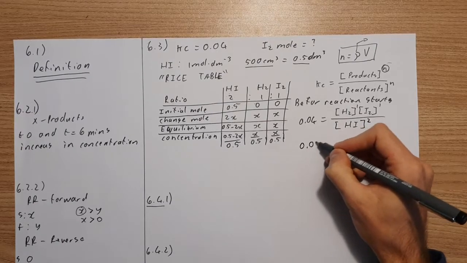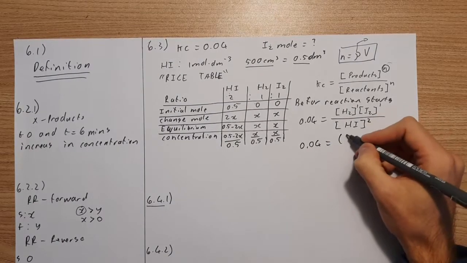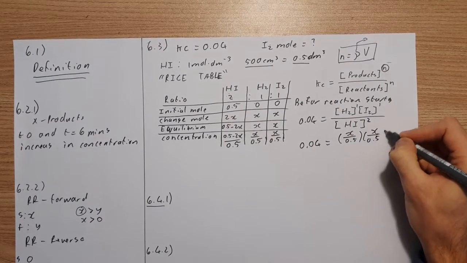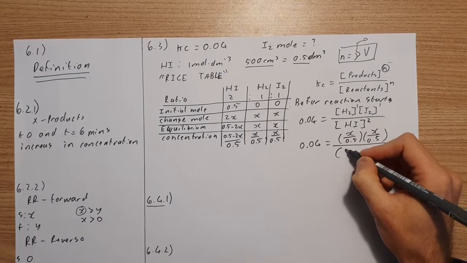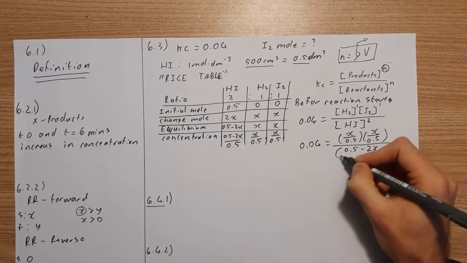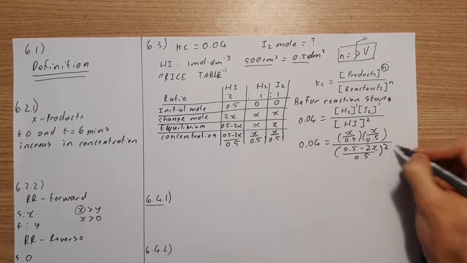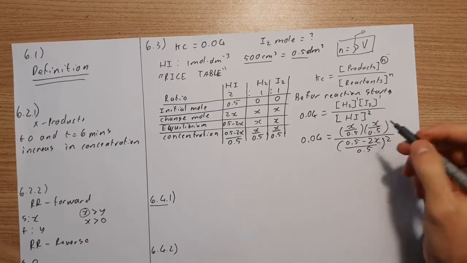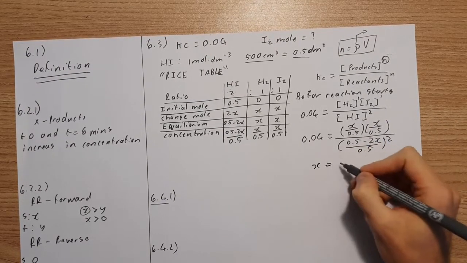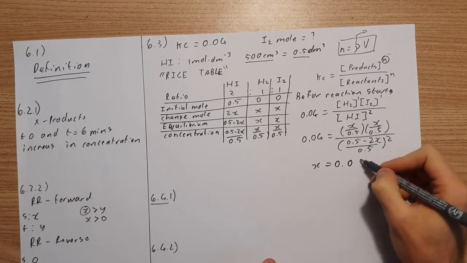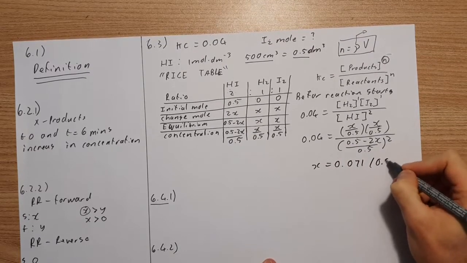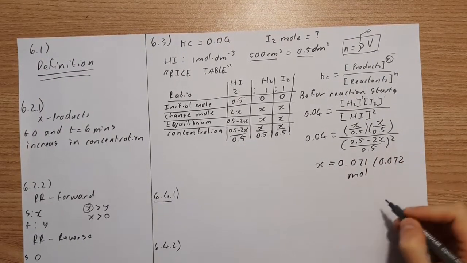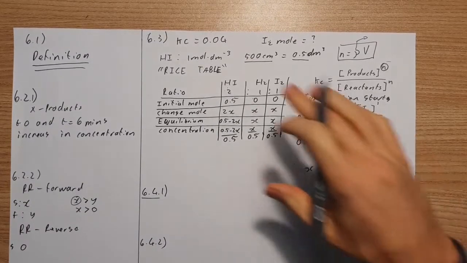So this can be 0.04 equals x over 0.5 multiplied by x over 0.5. Okay, and that's all over 0.5 minus 2x all over 0.5, and this whole thing squared. Okay, now if you go and sort out the algebra and you square everything out and then you work it out, you should get an x value of 0.071 or 0.072. Okay, so more or less in that range, and this is your moles. Okay, so that's how we go about doing the Rice table.